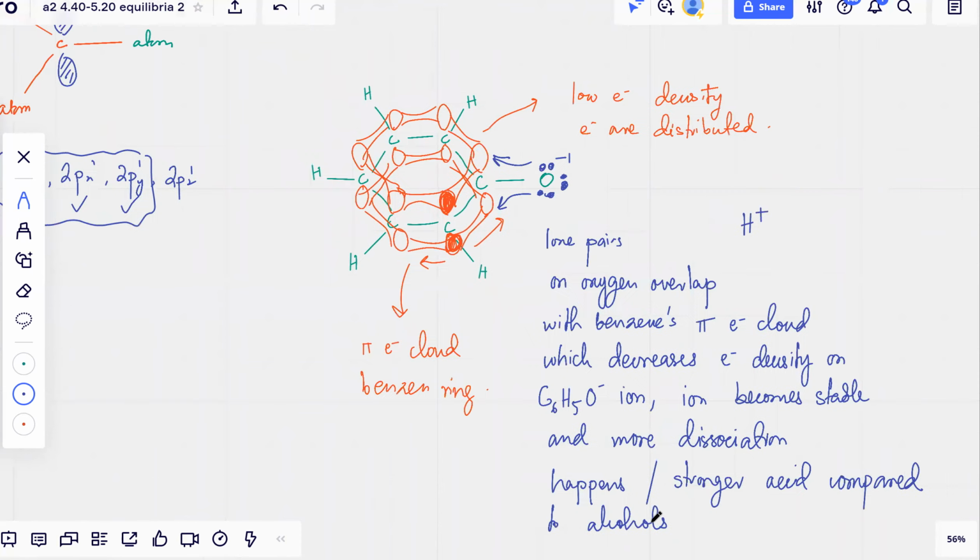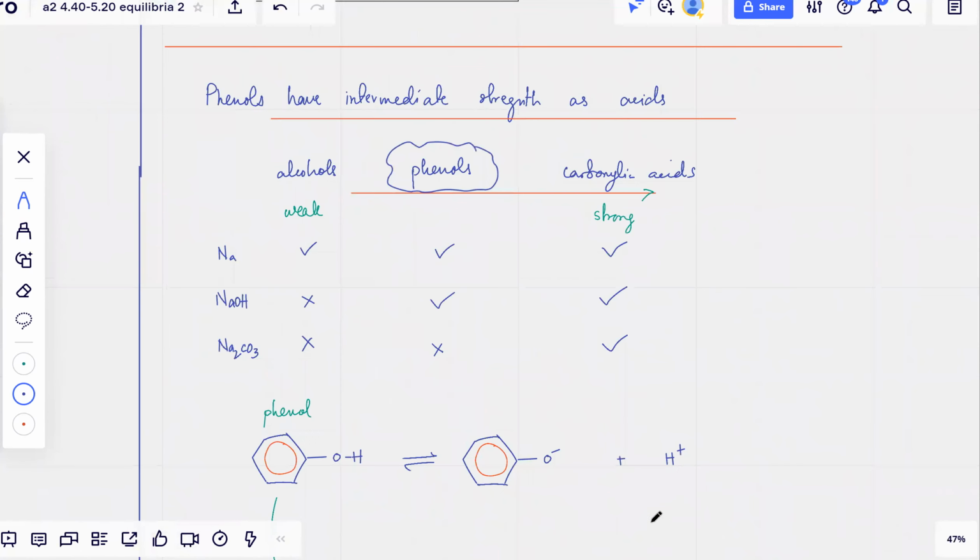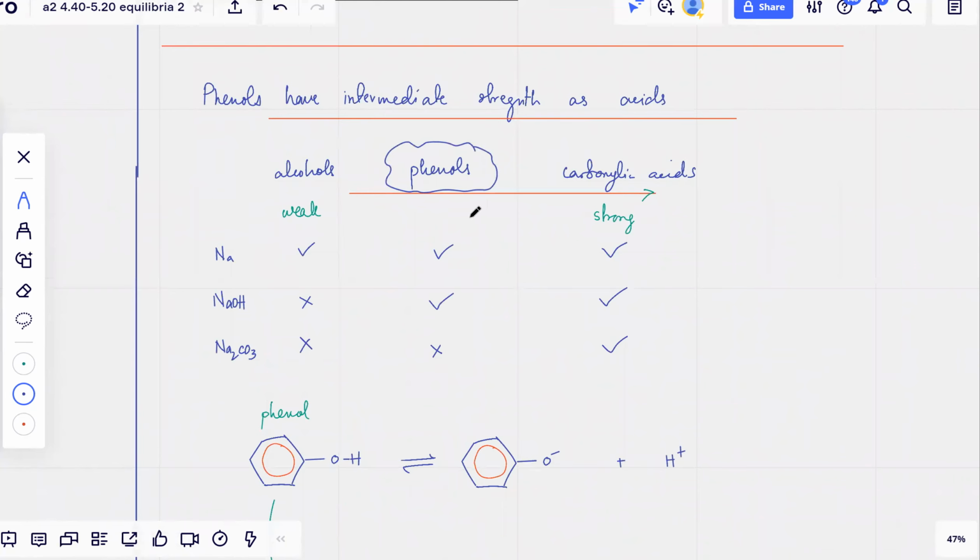Which is why phenols are in the middle. They're stronger than alcohols because they have some electron withdrawing effect. In alcohols, you've got an electron donating effect. In phenols, you have this slight electron withdrawing effect. And the last one, because of the electronegative oxygen, you've got a large electron withdrawing effect going on.